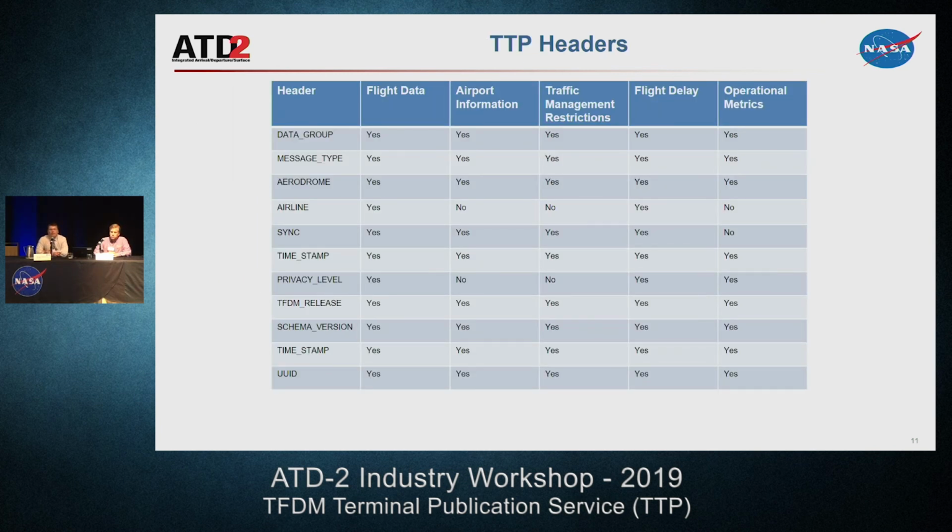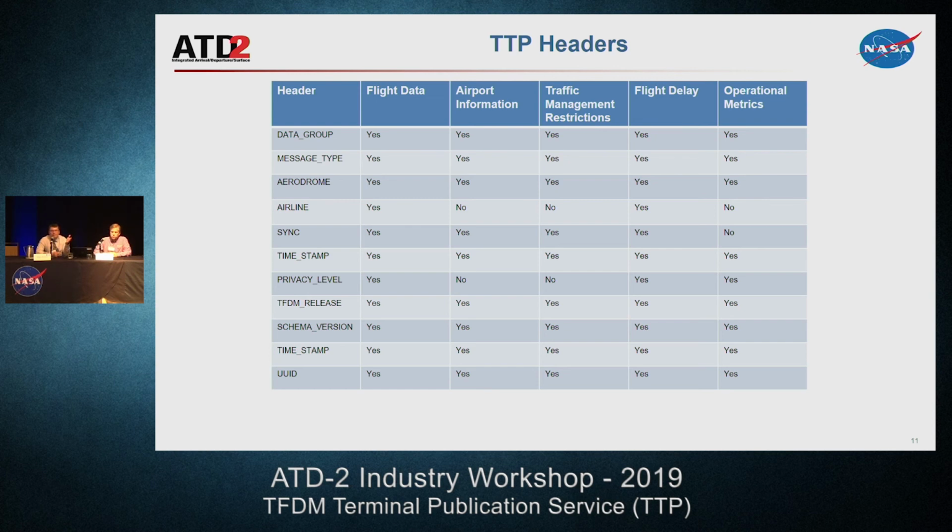It's probably really hard to see from the back, but these are basically all the headers that are available in TTP. I'm calling it out because I'm going to talk about the privacy levels in a second. You can find everything from the timestamp of the message, to what TFDM version is running, to which aerodrome, which airport, it's for. All of that you can find in the headers. And what I'm going to key on next is the privacy level.